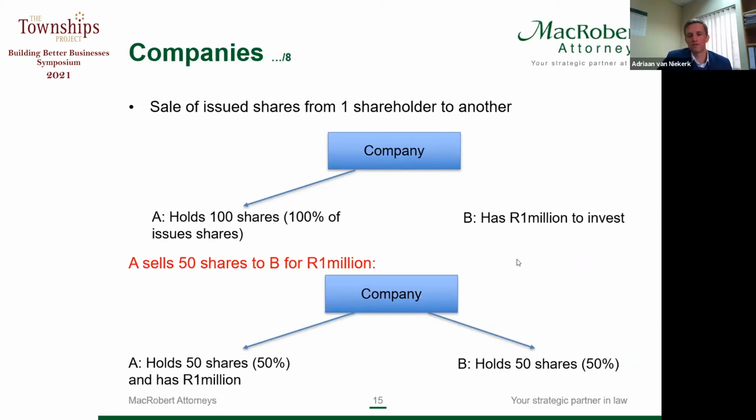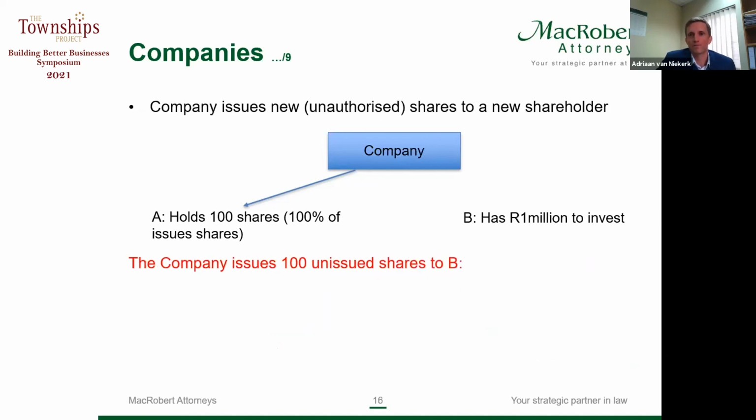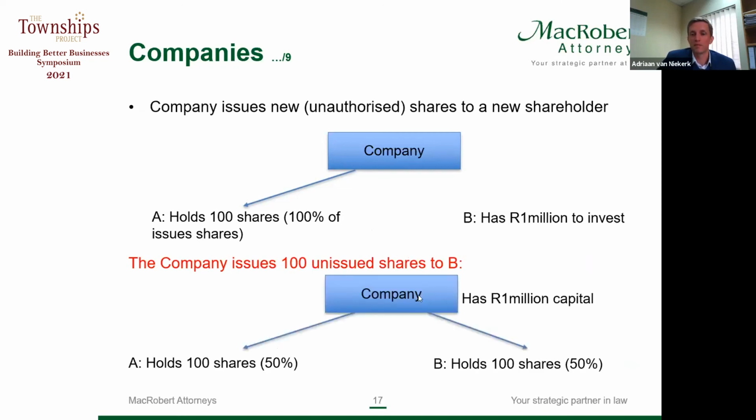But of course, when I invest R1 million in a company, I want that company to have access to those funds. I want the company to be able to use those funds to make the company bigger, so that the company that I have shares in is a stronger company. So then what happens, the investor will rather insist that the company issue more shares to him, and then he pays that R1 million to the company.